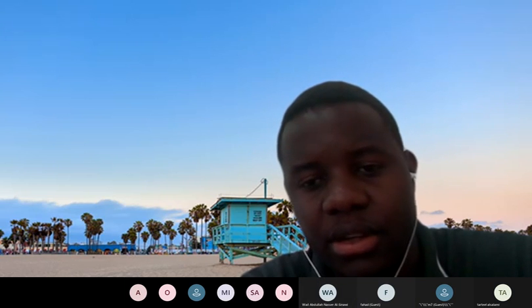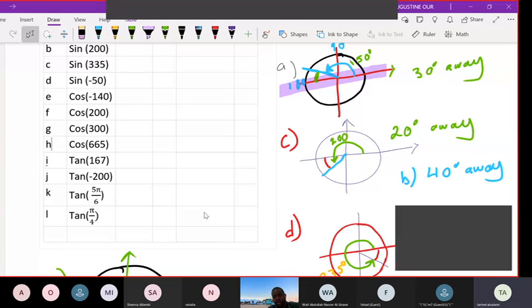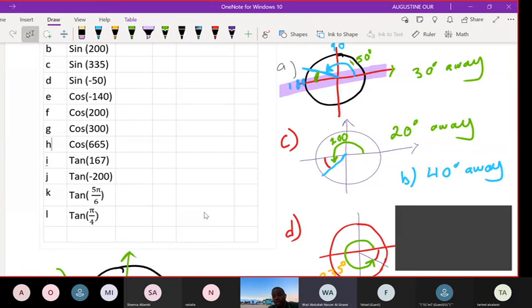So it's about how far you are from the x-axis. The x-axis contains so many things. It contains 0, it contains 180, it contains 360. If you are in the first quadrant, how far are you away from 0? I think this is the best way to put it. If you're in the first and the fourth quadrant, how far are you away from the 0 degree? If you're in the second and the third, how far are you away from 180 degrees?